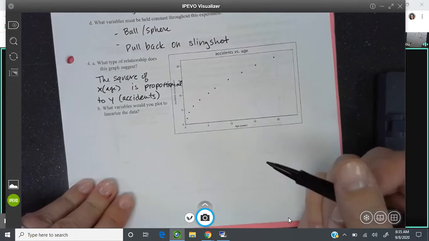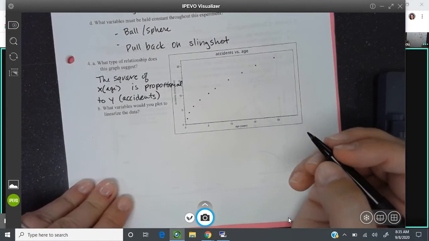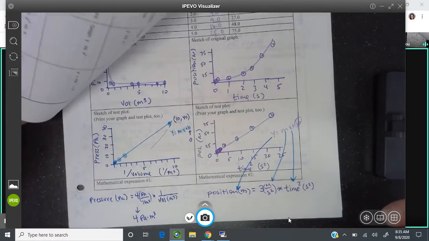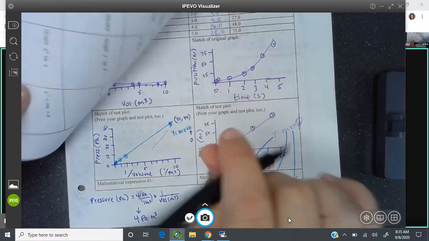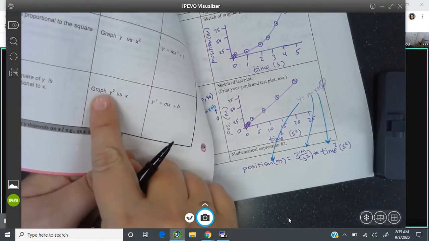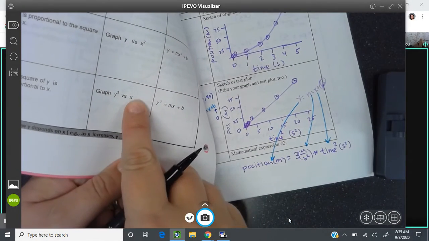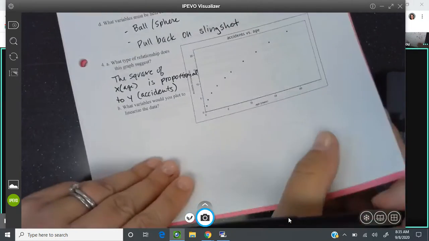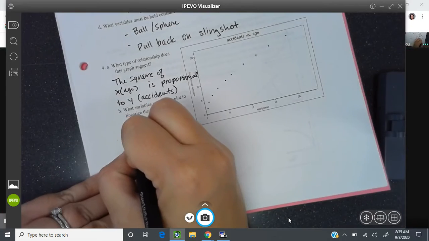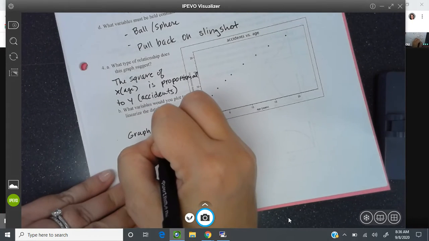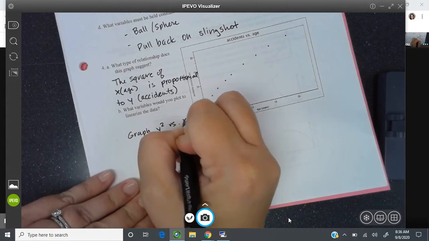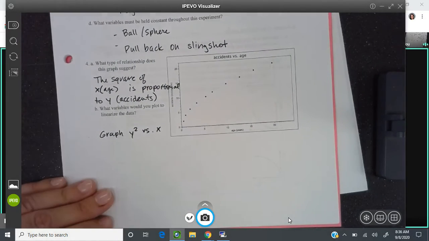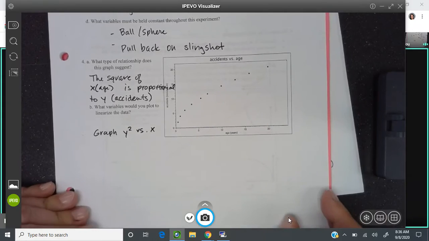What variables would you plot to linearize the data if you wanted to turn it into a line? So if we know that the square of x is proportional to y, we can look at our handout and it says graph y squared versus x. So instead of graphing y versus x, we're going to do y squared versus x. You don't have to actually do it for this problem. You just have to say how you do it.